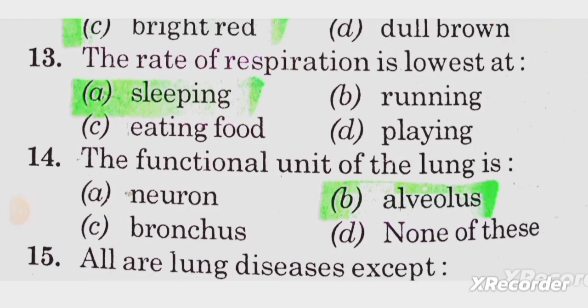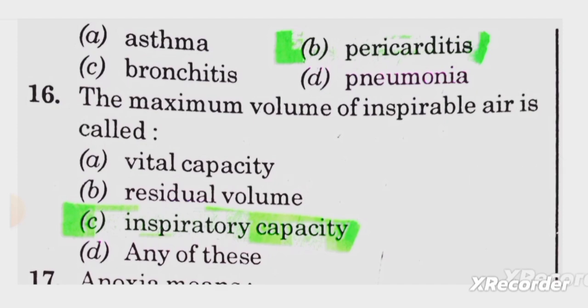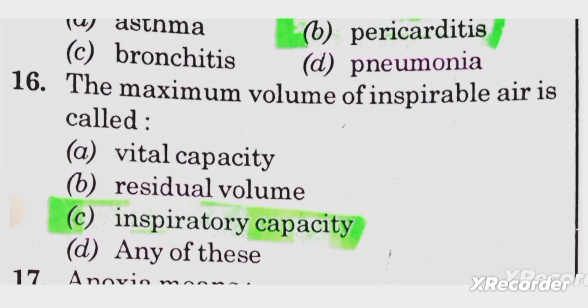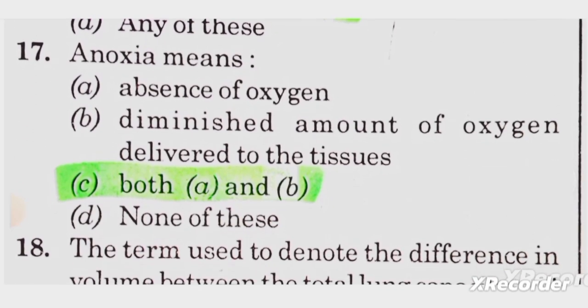Next. 14. The functional unit of the lung is answer B, alveolus. 15. All are lung disease except answer B, pericarditis. Next. 16. The maximum volume of inspirable air is called answer C, inspiratory capacity. 17. Anoxia means answer C, both A and B, and A, absence of oxygen.